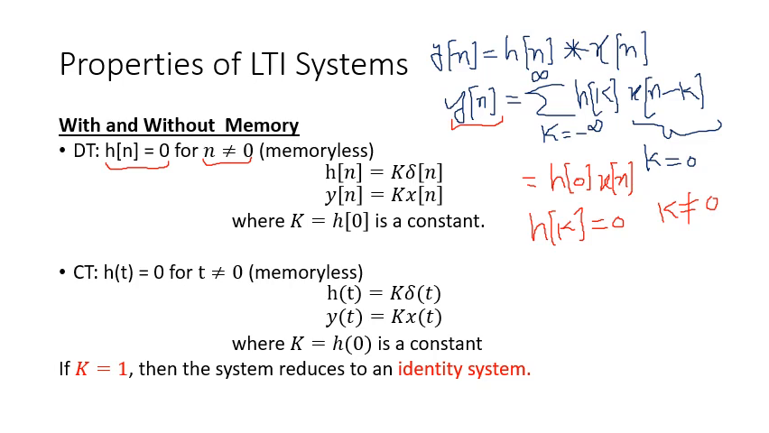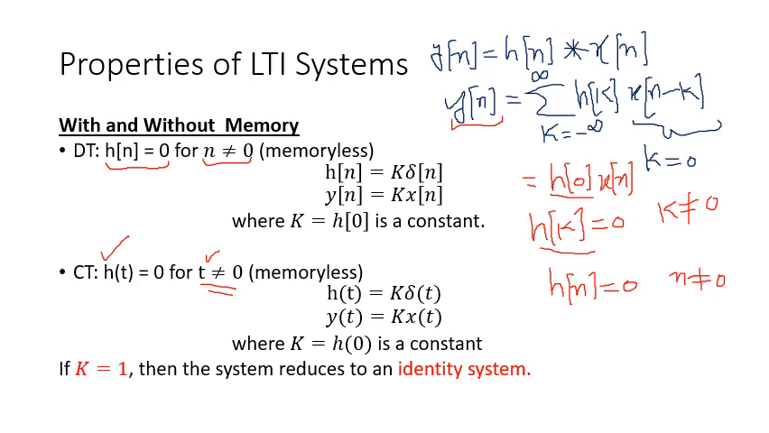So if I write it in terms of the impulse response, that means h of k should be equal to 0 when k is not equal to 0, or in general I can write h of n equals 0 when n is not equal to 0. Similarly, we can write for the continuous time case that h of t equals 0 for t not equal to 0. So this is the condition for a system to be memoryless, right?